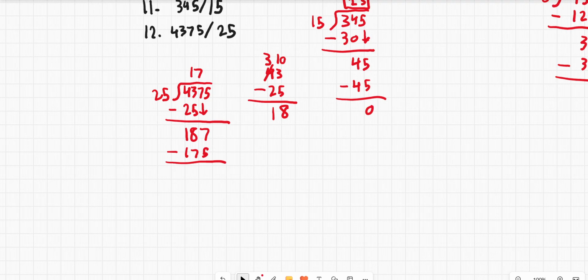Okay, so 187 minus 175. Well, we need to look at 7 minus 5, which is 2, and then 8 minus 7 is 1, and then 1 minus 1 is 0. So we have 12. Okay, we have one final number to bring down. So we put this 5 right here, right? This is the last number from 4,375. And we need to see how many times 25 can fit into 125.